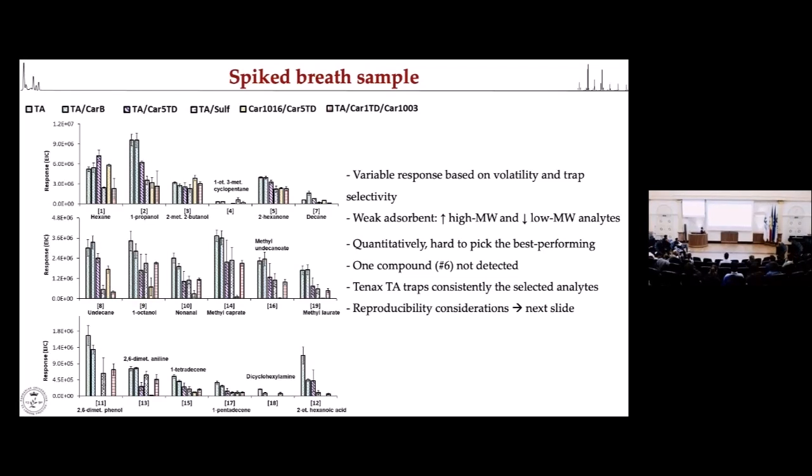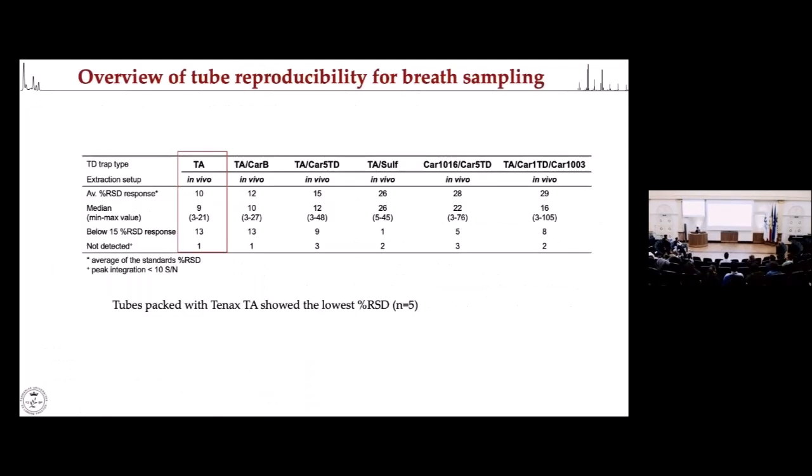So this was a qualitative evaluation, but because of the replicates we had, for each group we could also calculate the reproducibility, and Tenax showed the lowest variability among all the analytes. This can be explained because in the other tubes the packing materials can be susceptible to water, and breath is a humid sample, so that probably contributes to the variability we observed.